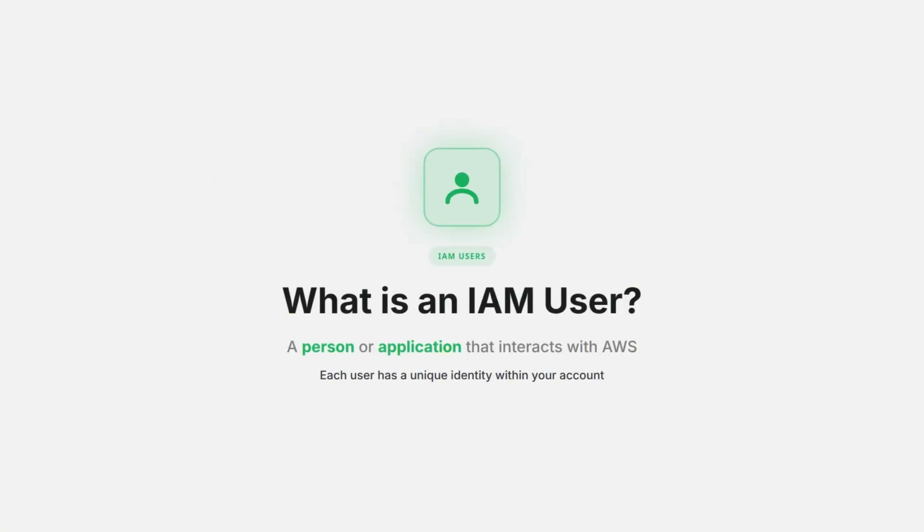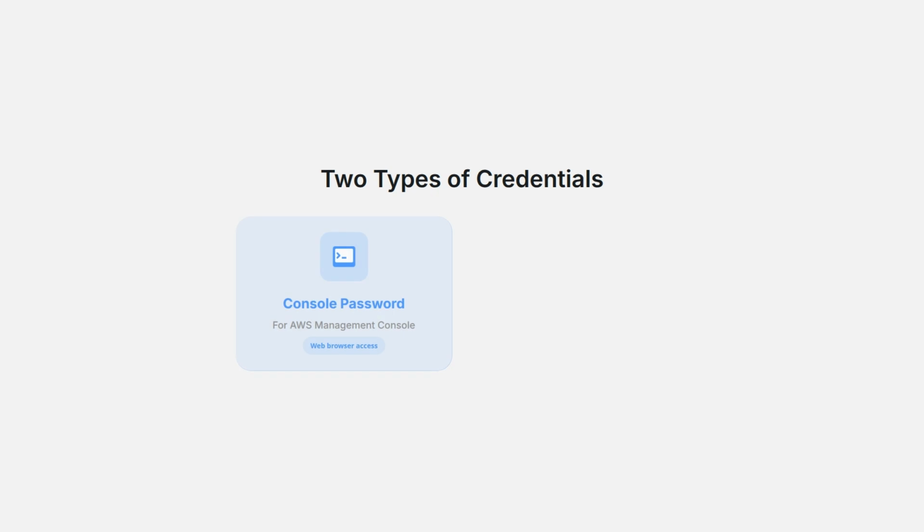Keep this in mind. Let's start with IAM users. An IAM user represents a person or an application that interacts with AWS. Each user has a unique identity within your account. Users can have 2 types of credentials. First, a console password for logging into the AWS Management Console through the web browser. Second, access keys for programmatic access through the CLI, SDKs, or direct API calls.